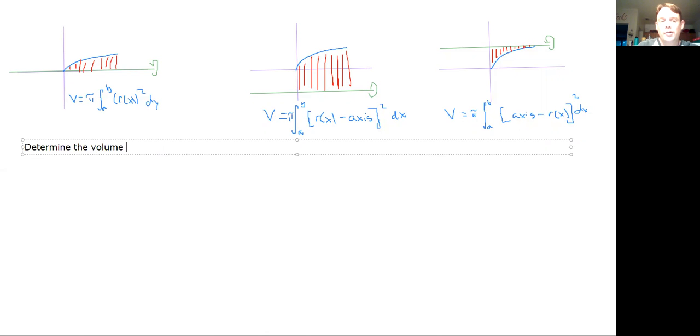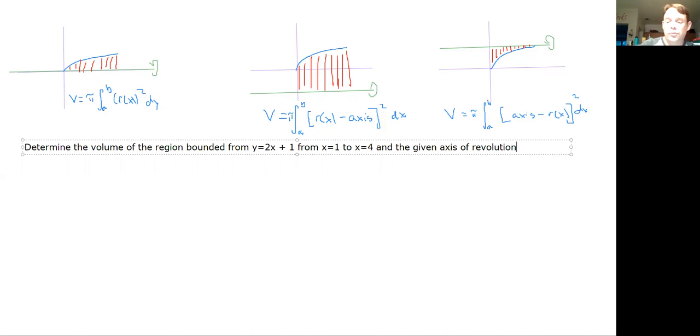Determine the volume of the region bounded by y equals 2x plus 1 from x equals 1 to x equals 4 when the region is revolved around the given axis of revolution. So our first axis we're going to revolve around is going to be y equals 3. The second one we're going to revolve around is y equals 9. So I'm going to draw it out for you real quick. I kind of want you to see what it looks like.